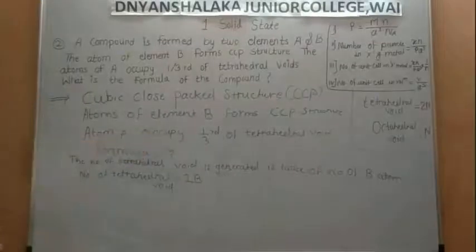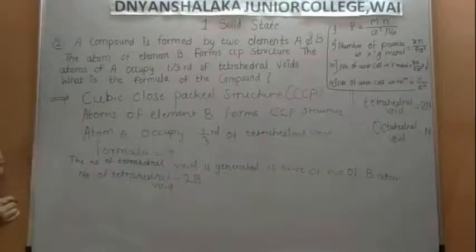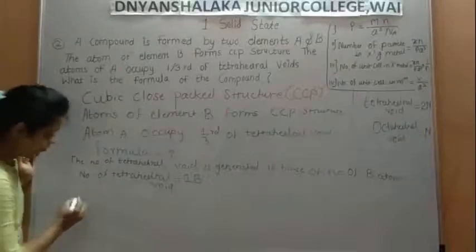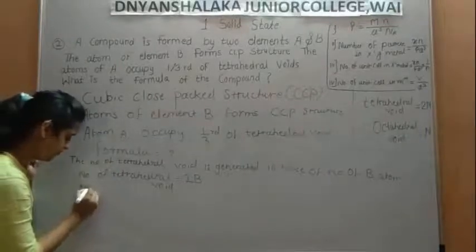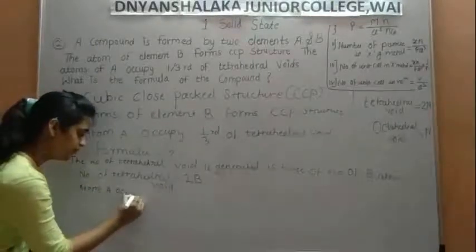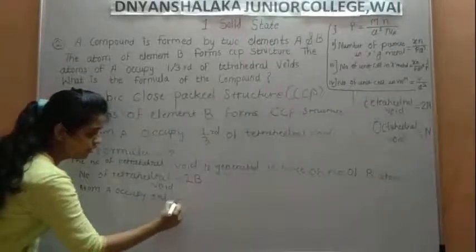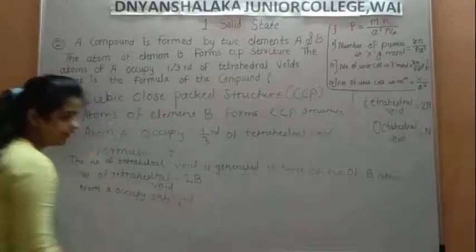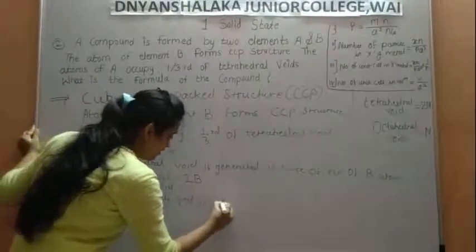Next we have to find out the atom A occupies only 1/3 of the tetrahedral voids. So next we have to find out the number of A atoms. So atom A occupies only 1/3 of the tetrahedral voids.